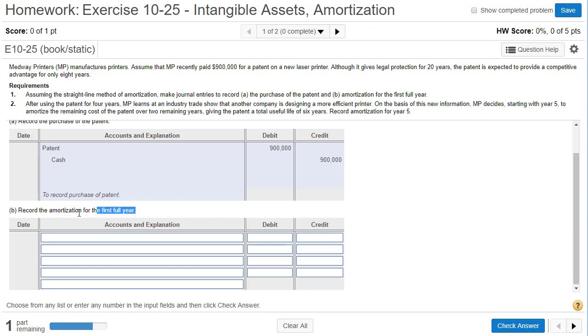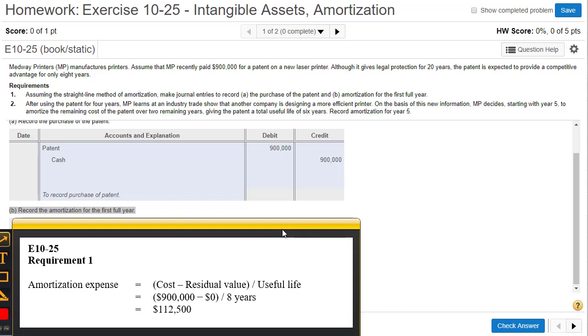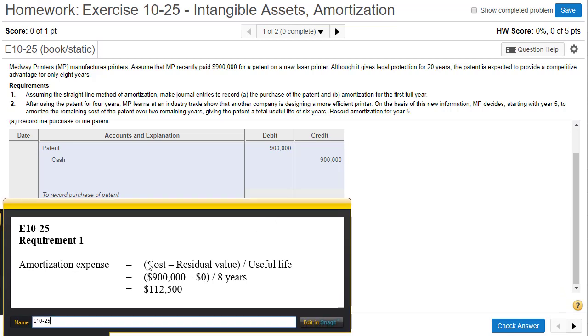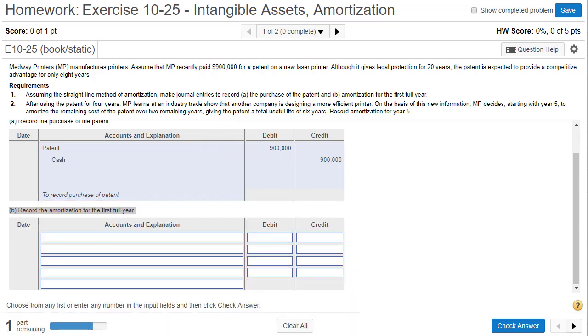Now we're going to record amortization for the first full year. So when we're doing amortization, we use the straight line method. And intangible assets usually have a residual value of 0. So that's what we're going to use here. The formula is cost minus residual value divided by useful life. The useful life is 8 years, which we get from up here. And the cost is the $900,000, which we get from up here. So $900,000 divided by 8 years gives us $112,500 of amortization per year.